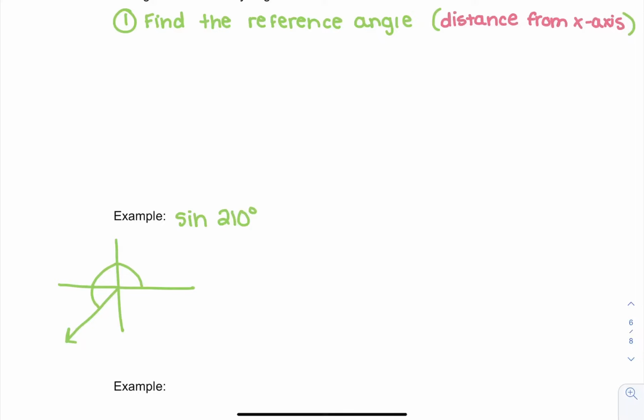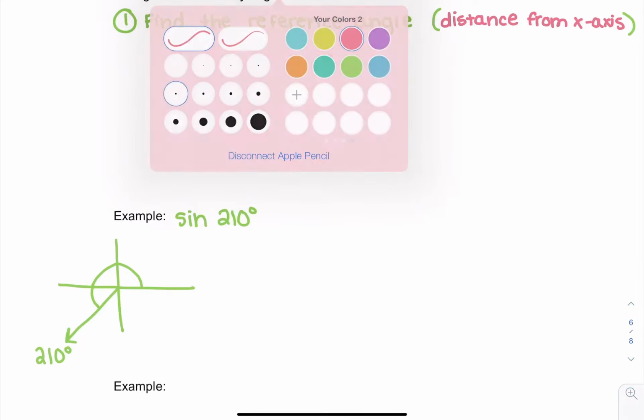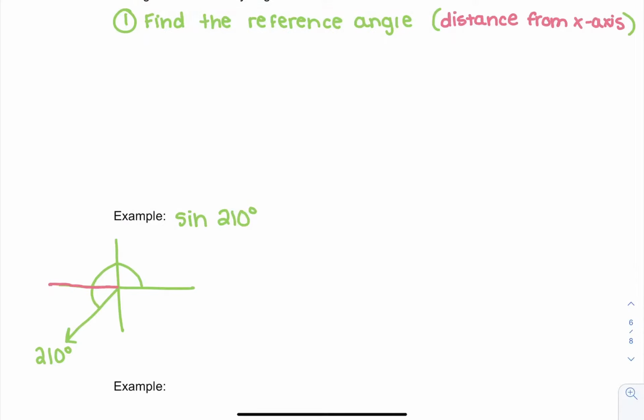So here's 210 degrees. And what we're going to do is figure out the reference angle. So the reference angle is the distance from this x-axis. So we know this x-axis is 180. So how far apart is 180 from 210? Well, that's going to be 30 degrees. So 30 degrees is our reference angle.